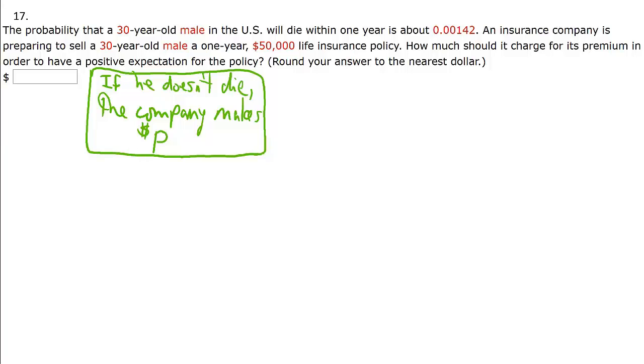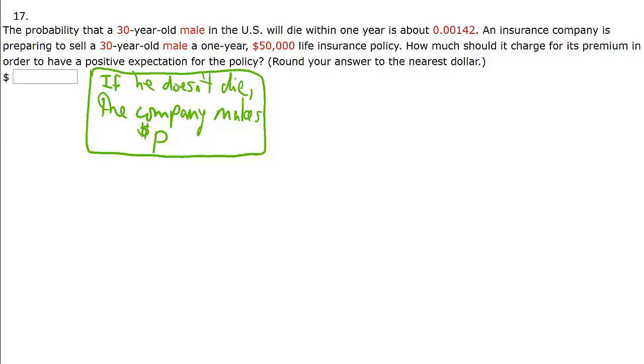First of all, if he doesn't die, the company makes a profit of whatever the premium is. In the simpler problems, we knew the premium and we were calculating the expectation. But this time, they don't tell us the premium. And within the framework of the problem, we work it the same way, but since we don't know the premium, we'll have to use a variable for it. So I'll use P for premium. So if he doesn't die, the company makes P dollars. And our goal is to find out what P must be.